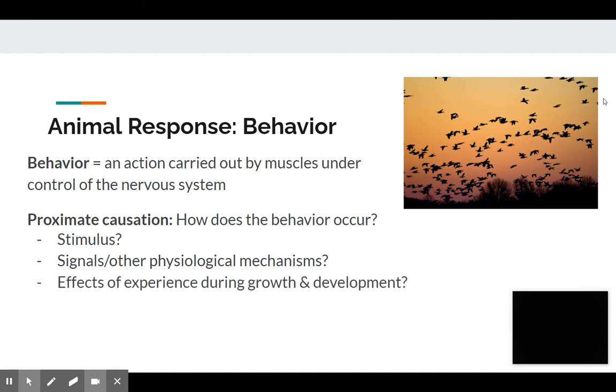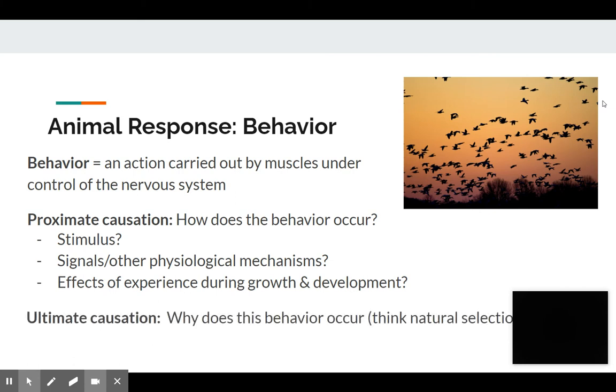And finally, how do their experiences growing up affect this behavior? So that's just kind of how the behavior happens in the moment. So that's part of the cause. You can also think of the cause, like why do animals behave the way they do, in terms of what they call ultimate causation. This one is talking about why this behavior exists in the first place. This is kind of the natural selection piece. So how does this particular behavior improve the survival and reproduction for that organism?